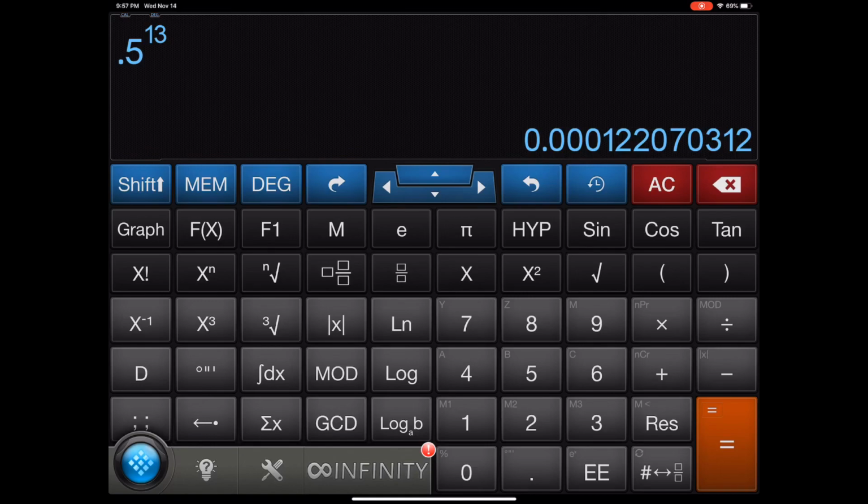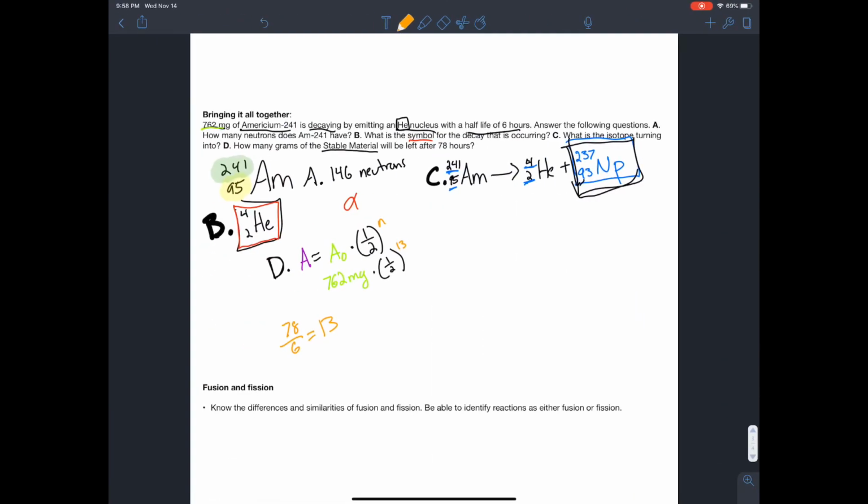Okay. 3 zeros, 1, 2, 2. Okay. So this value right here is 0.000122. 3 zeros, 1, 2, 2. We'll leave it there. I'm going to multiply that by 762 milligrams.